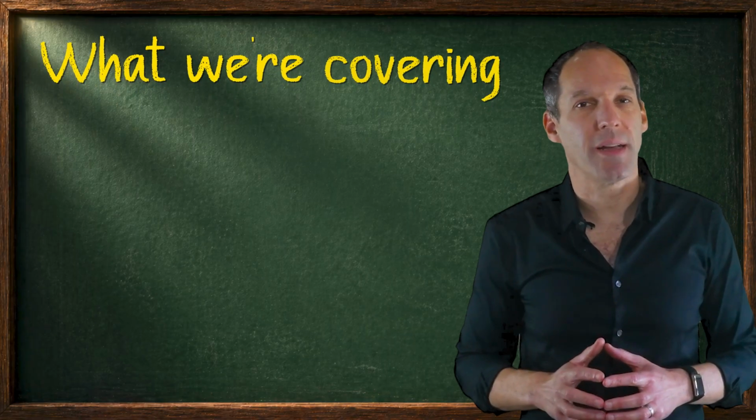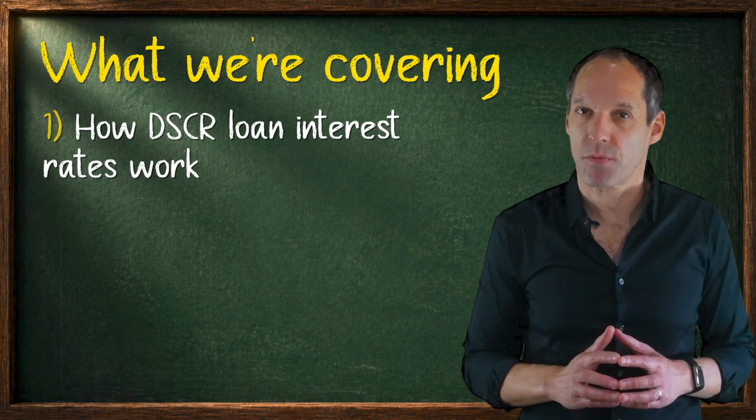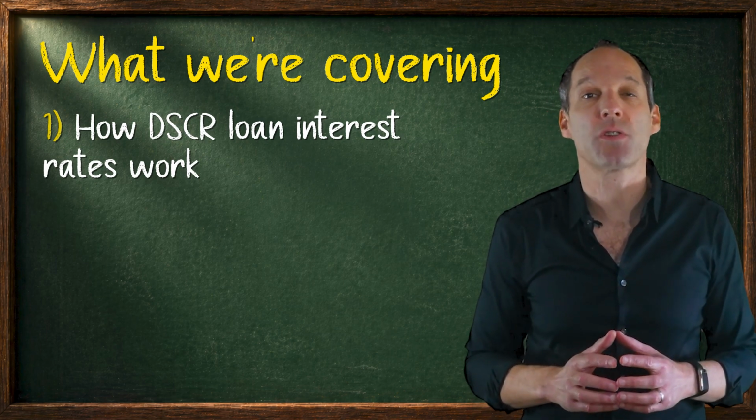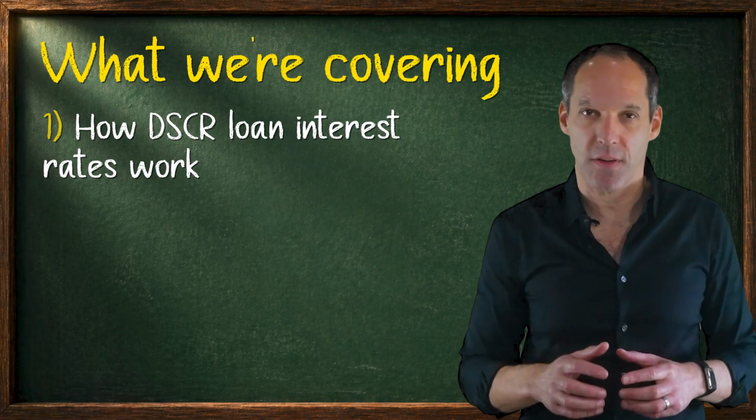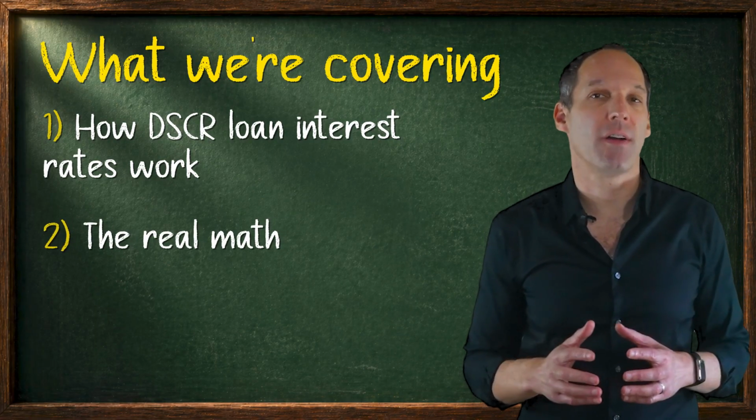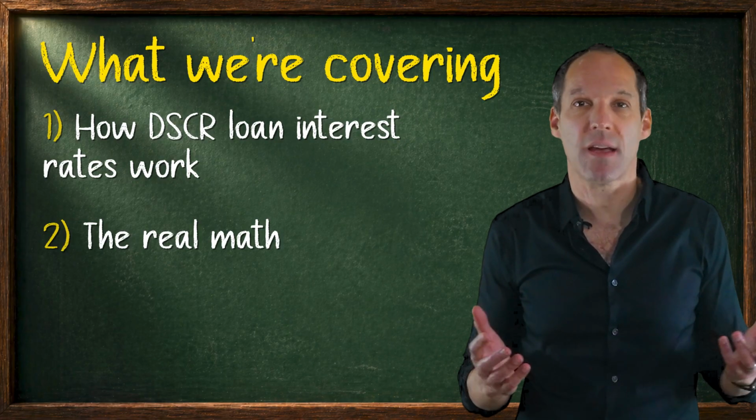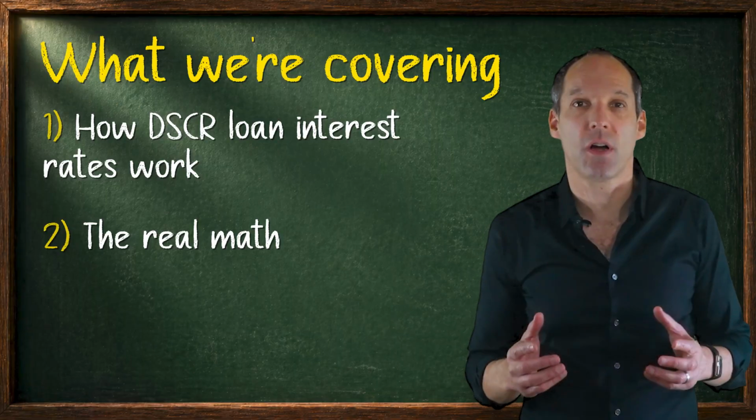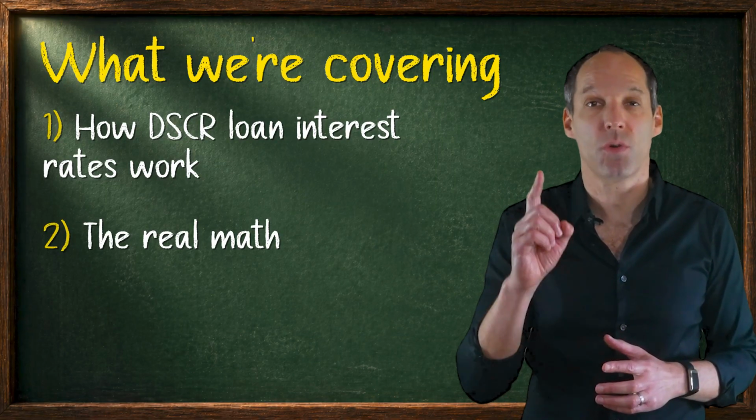First, I will explain exactly how DSCR loan interest rates work, why they are different from conventional rates, and what factors actually determine your specific rate. Second, I will break down the real math. I am talking about a $500,000 loan at 6, 7, and 8%, and I will show you how a single point difference costs you over $100,000 on one property.